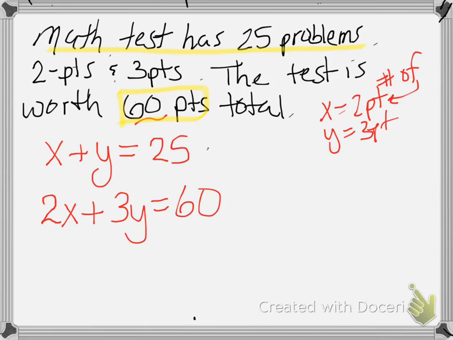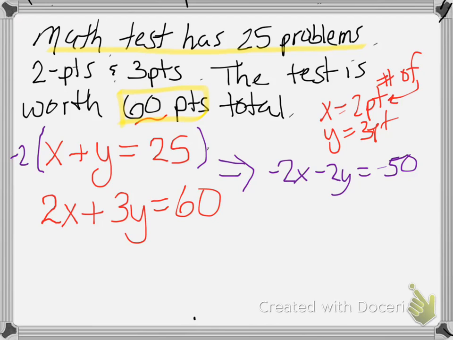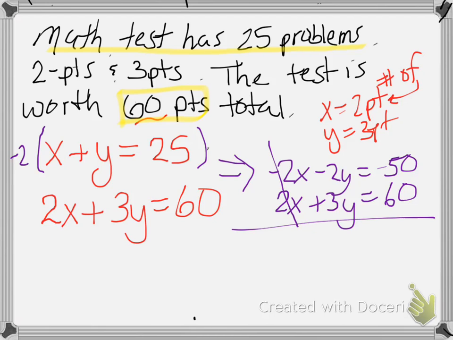All right, so I'm going to go ahead and multiply this one by -2 all the way through, and I'm going to choose to eliminate the x's. So I'm going to get -2x minus 2y equals -50, and the bottom equation was 2x plus 3y, and I'm leaving that one alone. I can see that these are eliminating nicely. I have y equals 10. And so that means there must be 10 3-point problems.